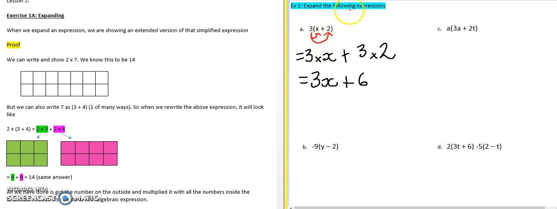So when we expand the following expression, multiply what's on the outside with the first term on the inside, and then multiply what's on the outside with the second term on the inside. And that's all there is to it. So that's the first example.